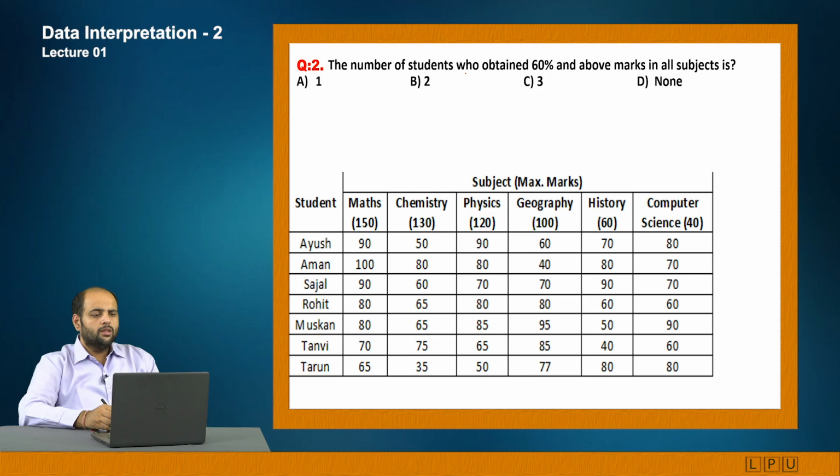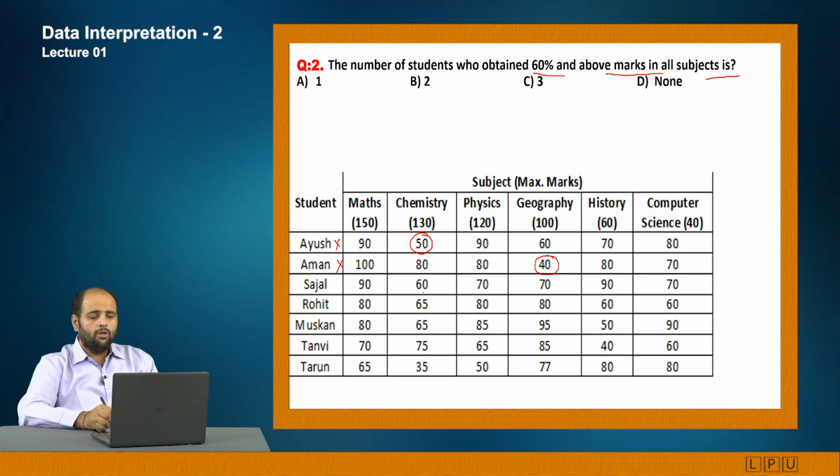Now the next question asks the number of students who obtained 60% and above marks in all the subjects. As you can see, it asks for 60% and above. The percentage is already given in the table, so you just have to check that there should be nothing less than 60%. In Ayush's case it is 50, so it is less and he will not count. For Aman also there is a value 1% less than 40, so that will also not count, because we have to consider all the subjects.